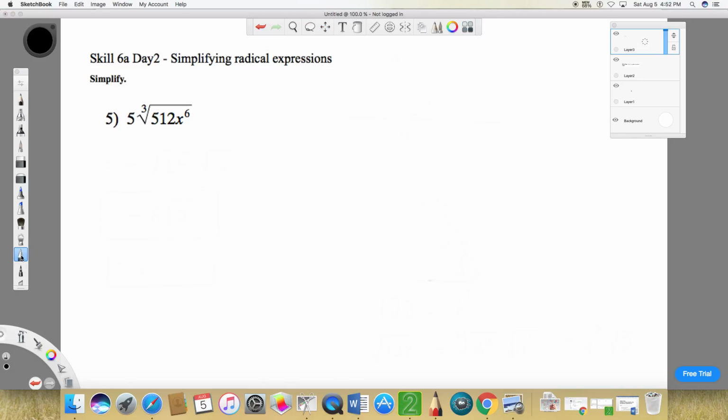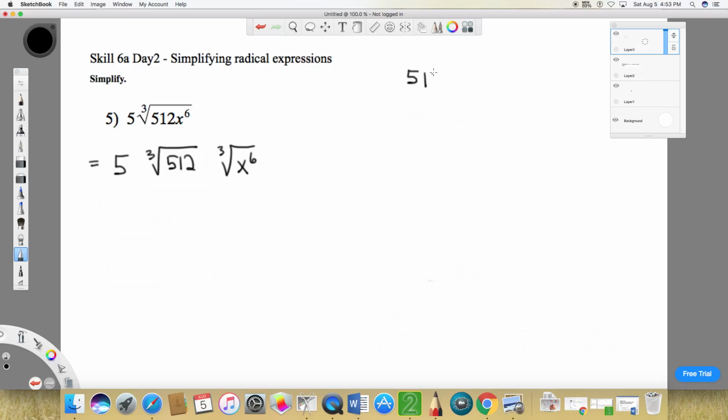All right, in the first 4 problems, I've mentioned that the very first thing you should look at is what type of radical you have, and here we have a cube root. So our whole thought process when we break this down is a little bit different. I'm going to separate the cube root of 512 from the cube root of x to the sixth power so that I can focus on 512, so that the x to the sixth won't interfere with that.